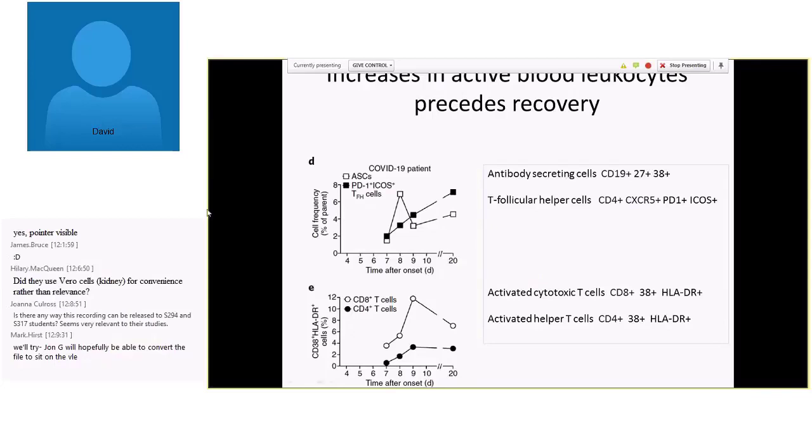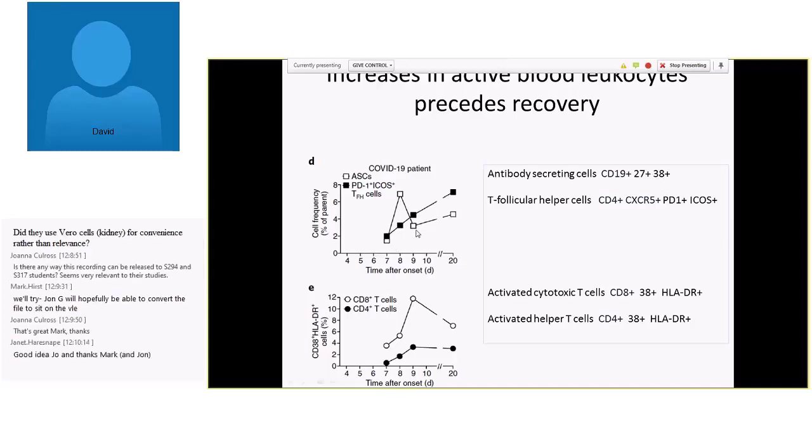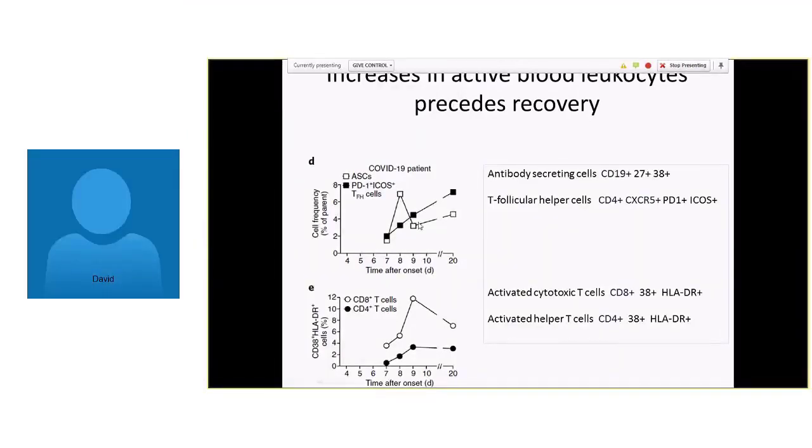So the upper graph on the left shows the time course of the appearance of antibody secreting cells, those are ASCs. CD19 is the B cell marker. CD27 and CD38 look for differentiated B cells, in other words, antibody secreting cells. And you can see on the open lines, open squares here, that you've got a progressive increase from day 7 going towards day 20. The T follicular helper cells are an important group of T cells because they are the ones that interact with B cells in the follicles of lymph nodes and secondary lymphoid tissues in order to promote the differentiation of the antibody secreting cells. And on the dark squared graph, you can see that they are also increasing over the course of the infection.